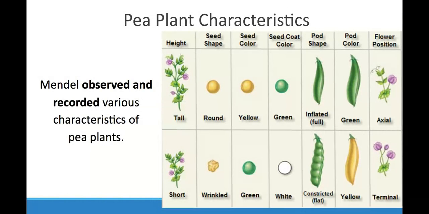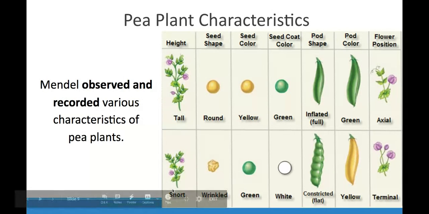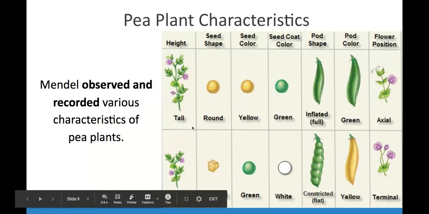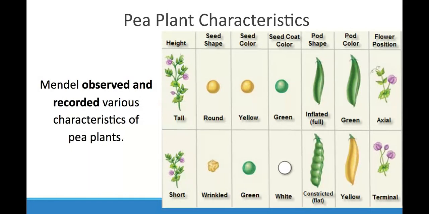The plants that were growing in the monastery garden were pea plants, and the pea plants differed from each other a little bit. Mendel looked at 7 characteristics, shown in this table, that distinguished the pea plants from each other. So some were tall, others were short. Some had round seeds, others had wrinkled seeds. Some had yellow seeds, others had green seeds, etc. So Mendel observed and recorded characteristics of these pea plants.